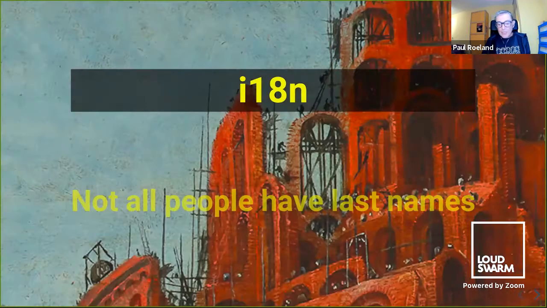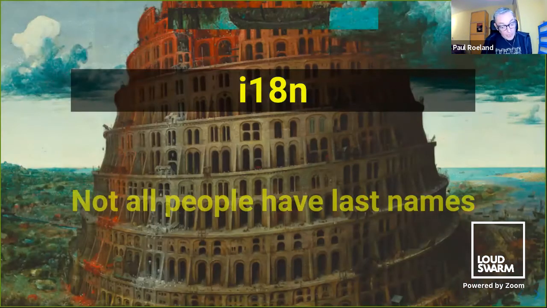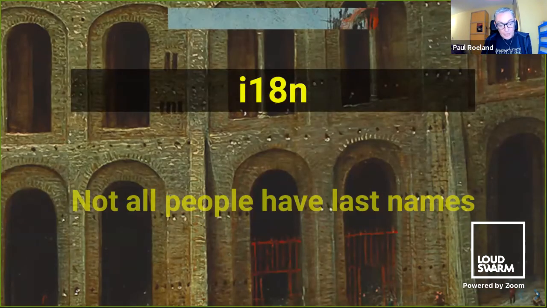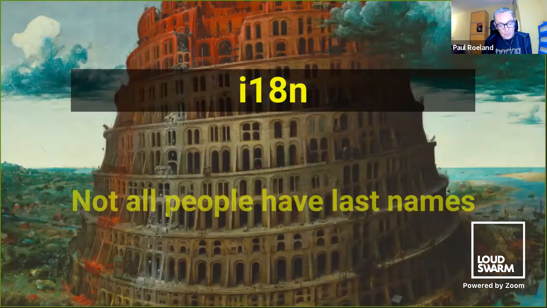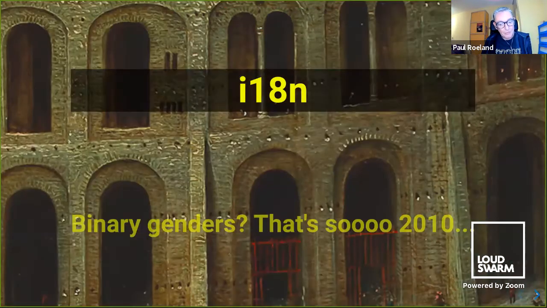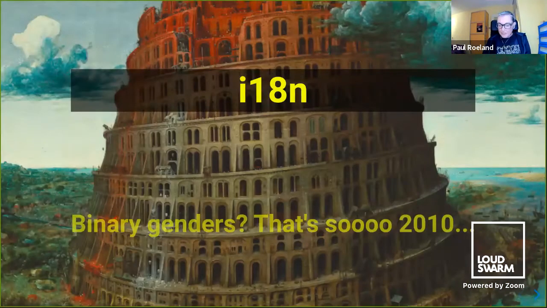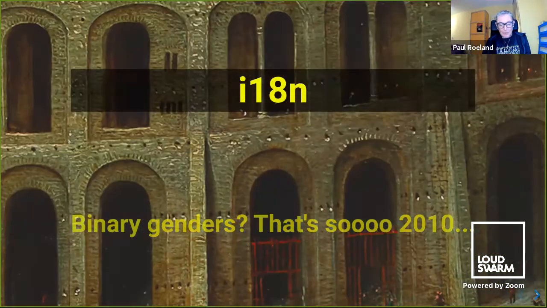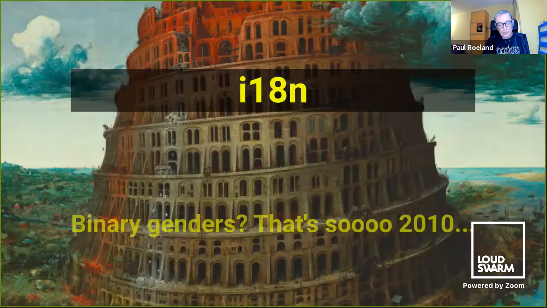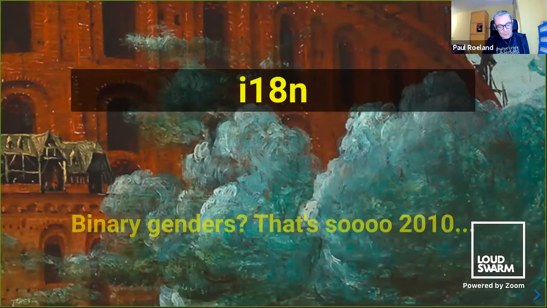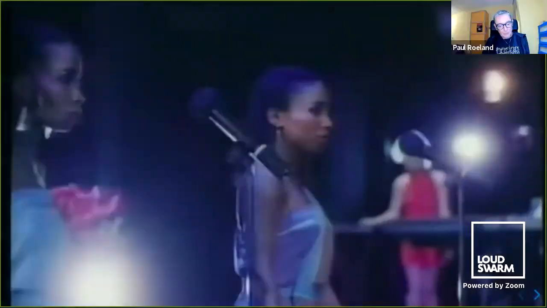Another thing, not all people have last names. There are 20 million people in Indonesia that only have a first name. And I ask like, oh, can I see your passport? Yeah, they only have a first name. That's official. Binary genders, that also doesn't work. There are quite a number of countries that allow for third, fourth, or even fifth genders, also legally. So you need to make sure that your systems work for that.